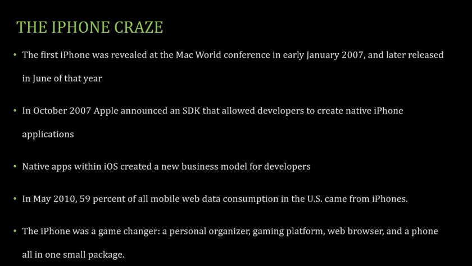So initially, what happened is third-party native applications were not allowed in this. So Apple executives urged that developers could build web applications that would behave like native iPhone apps. So developers were set aback, and in October 2007, Apple announced an SDK that allowed the developers to create native iPhone applications. So many argue that Apple's decision to allow developers to create native applications was based on the fact that Android platform was going to be hitting the market soon.